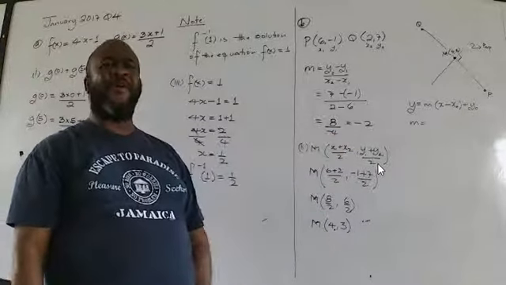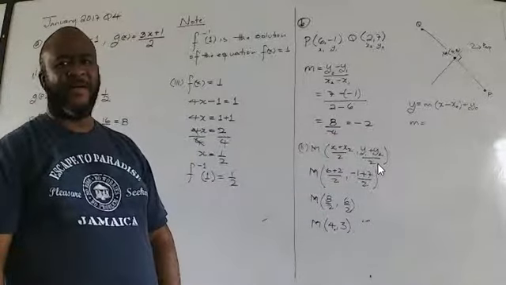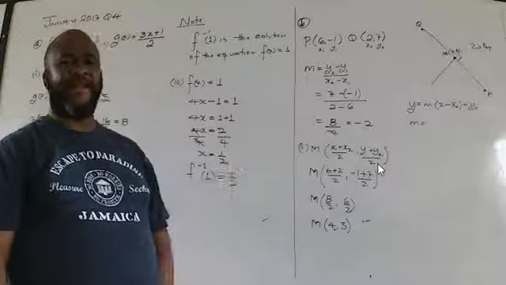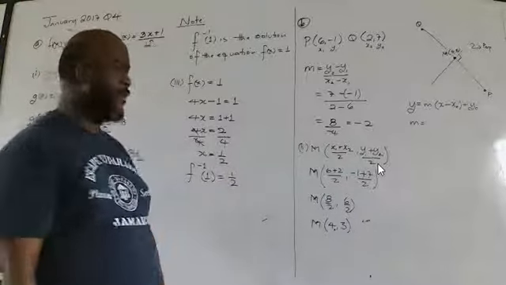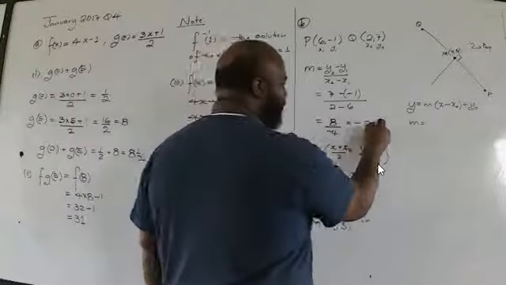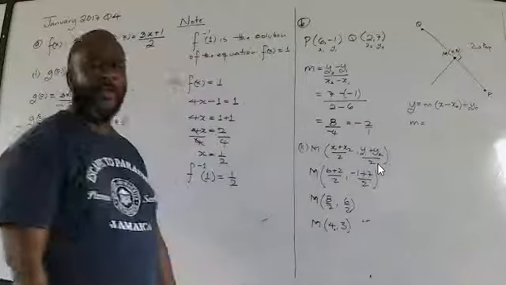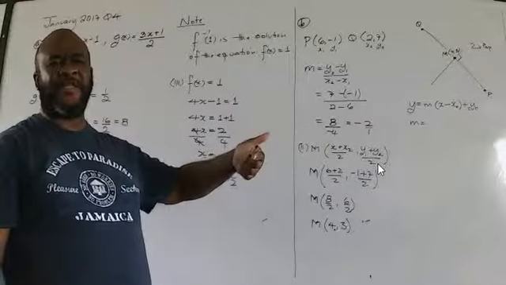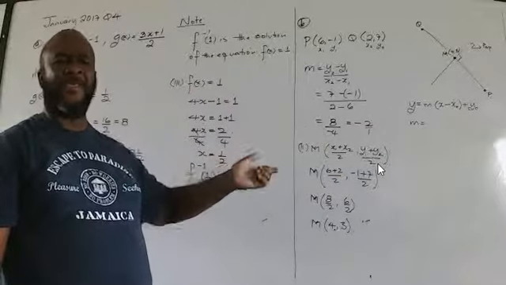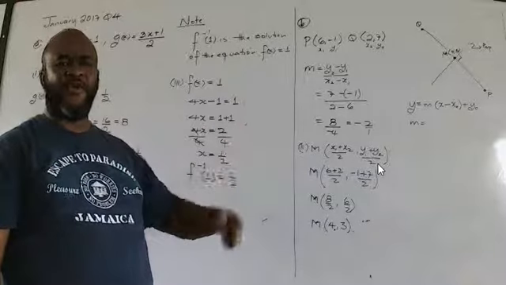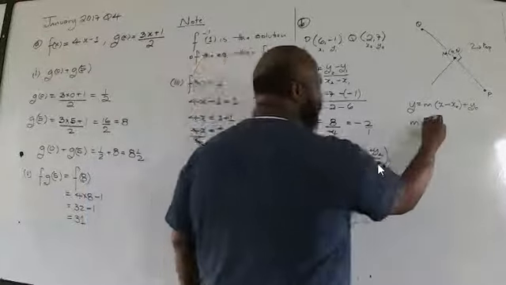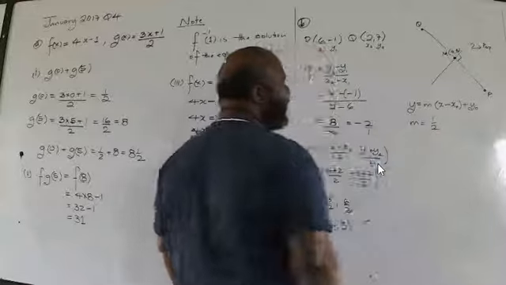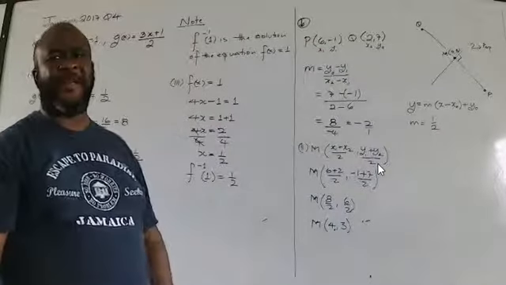Negative 2. What will be the gradient of the perpendicular bisector? You must invert the gradient and change its sign. Minus 2 is the same as saying minus 2 over 1. If you invert that, you get negative half. And if you change the sign, you change it from negative to positive. So m is equal to a half.